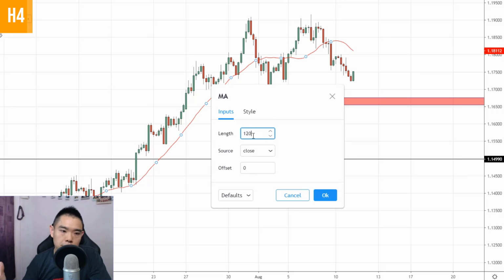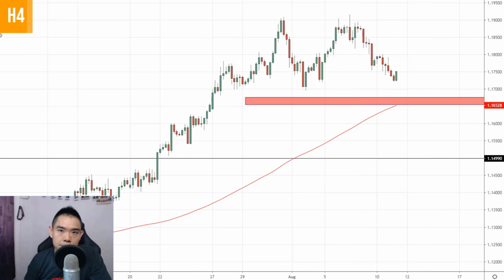Why 120? Very simple. 4-hour time frame, you multiply by 6, gives you 24 hours, which is 1 day. So on this time frame, the 20 MA multiplied by 6 will give you the 20 MA on the daily time frame. So press OK, and you can see that around here is the 20 MA on the daily time frame. So about here.